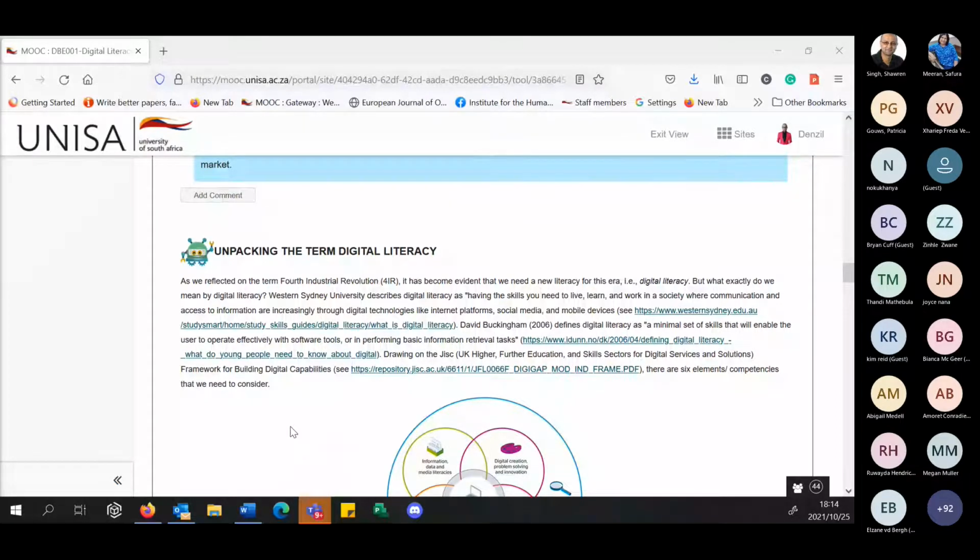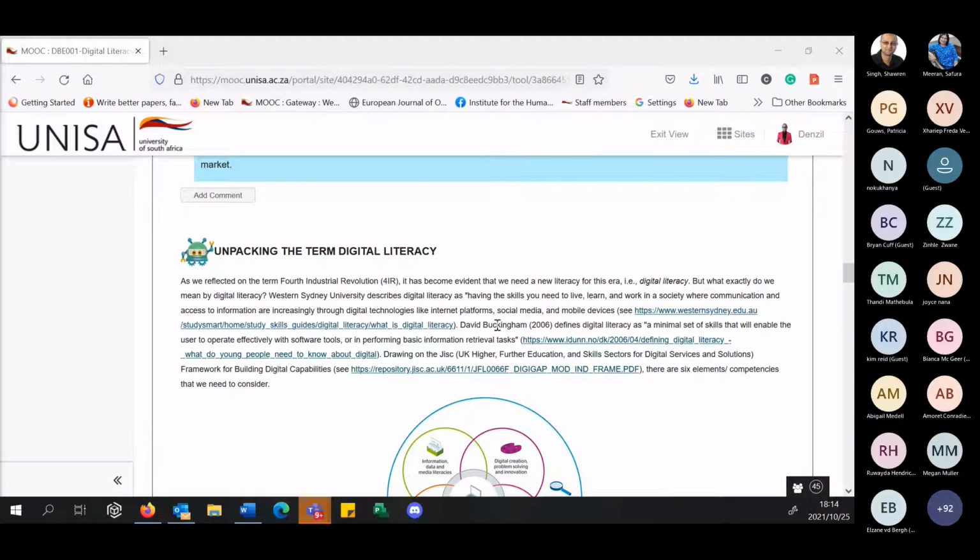And here we drew on Western Sydney University, which describes digital literacy as having the skills you need to live, and I see many of you have already captured this, having the skills you need to live, learn, and work in a society where communication and access to information are increasingly through digital technologies like internet platforms, social media, and mobile devices. That's one definition by Western Sydney University.